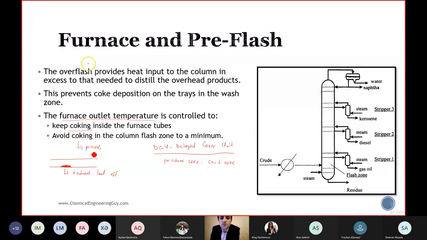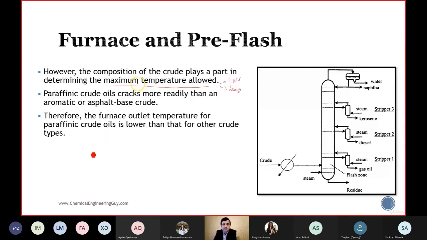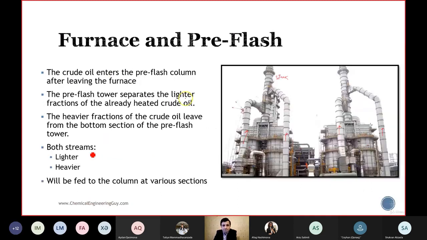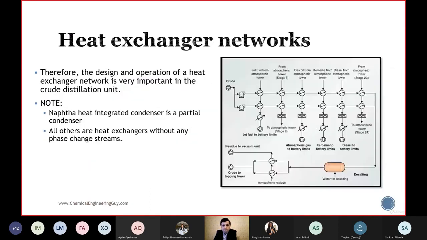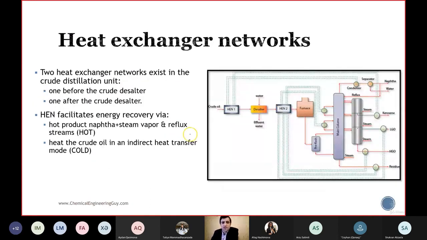Who has an idea what is HEN, or heat exchanger network? A heat exchanger network is a network of a number of heat exchangers, 6, 8, 10, etc. As you can see, we have two heat exchanger networks in crude distillation: one before the desalter and the second after the desalter. The crude comes, let's say, at around 225 degrees Celsius.